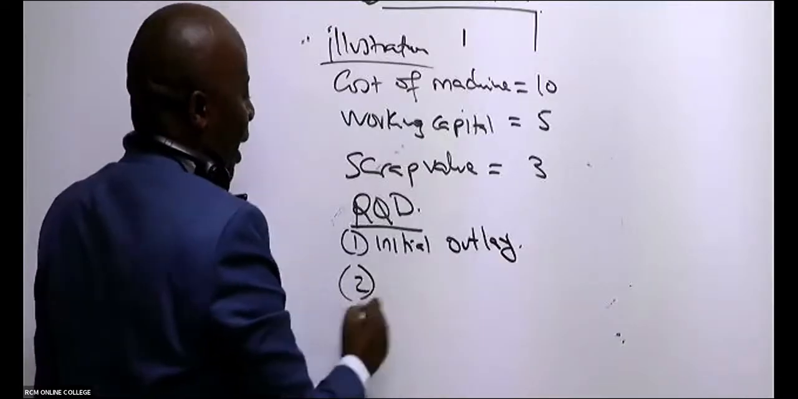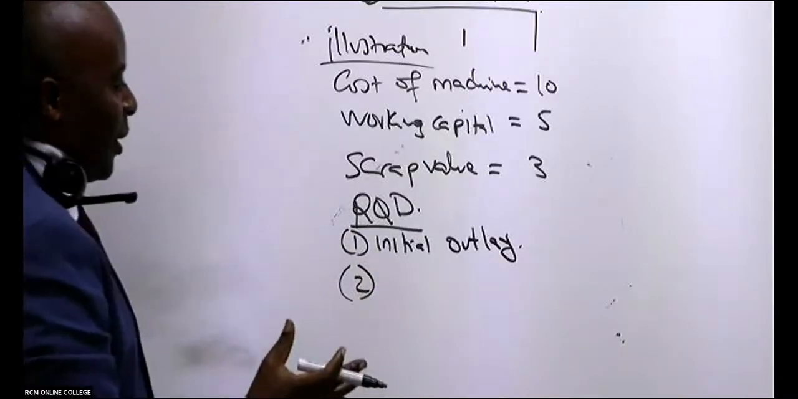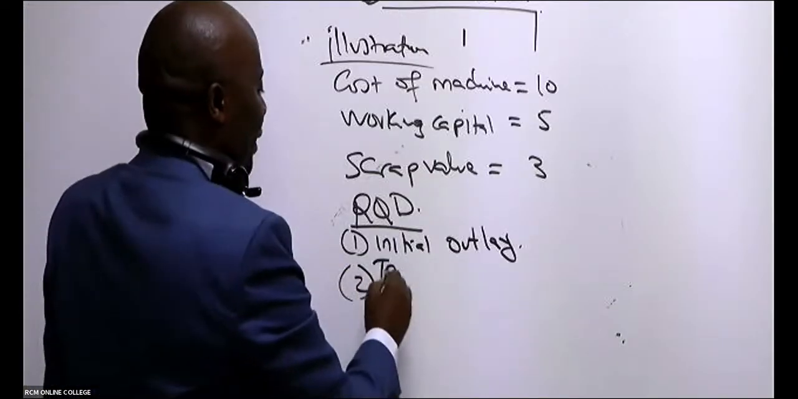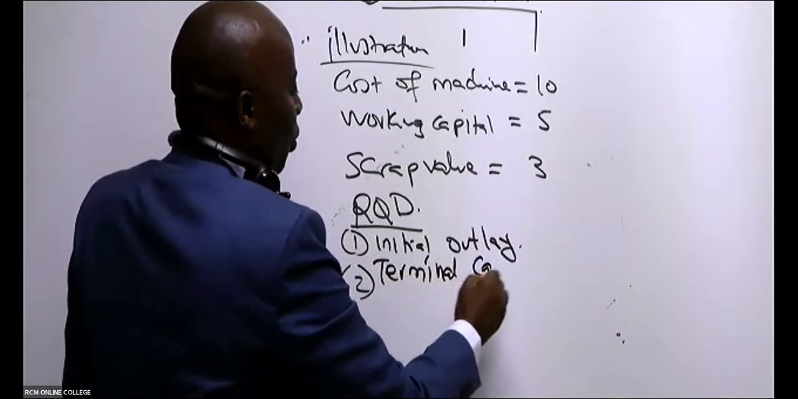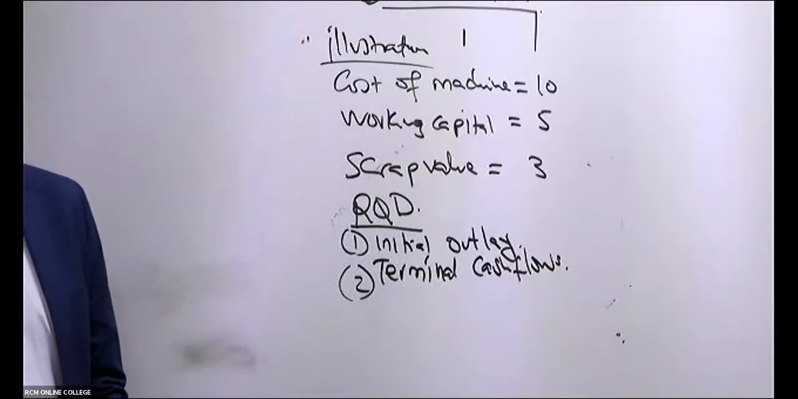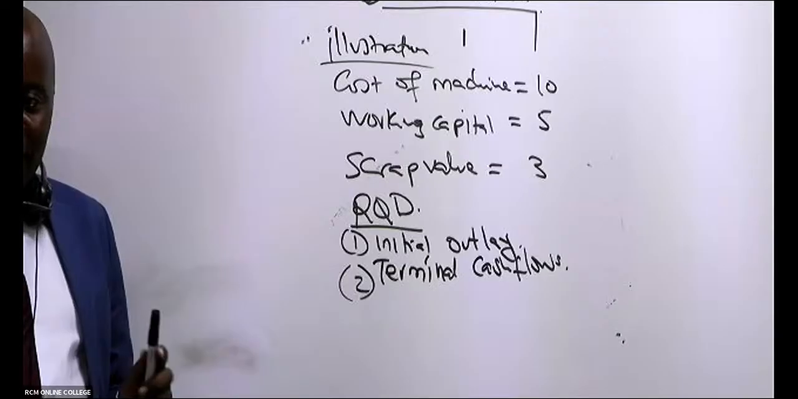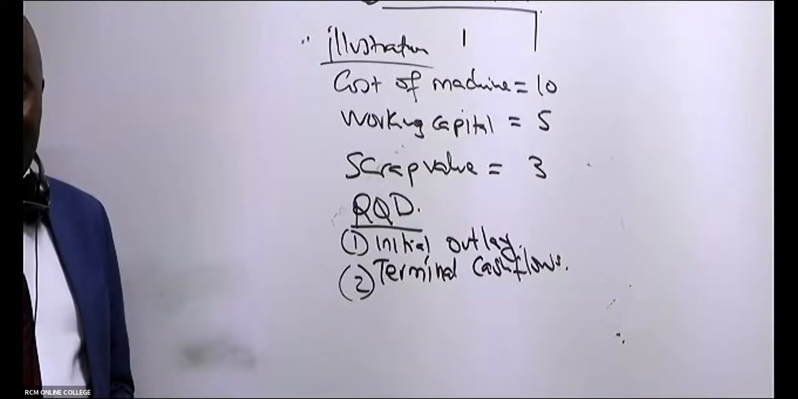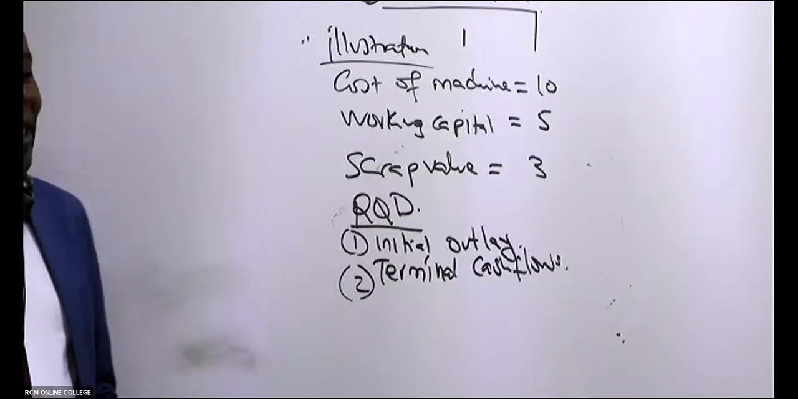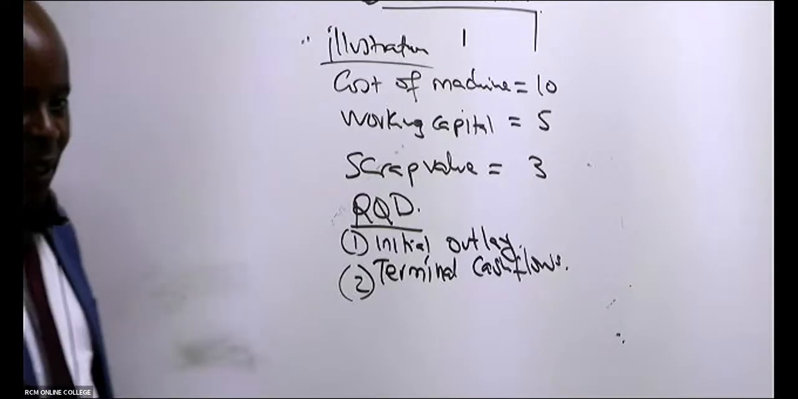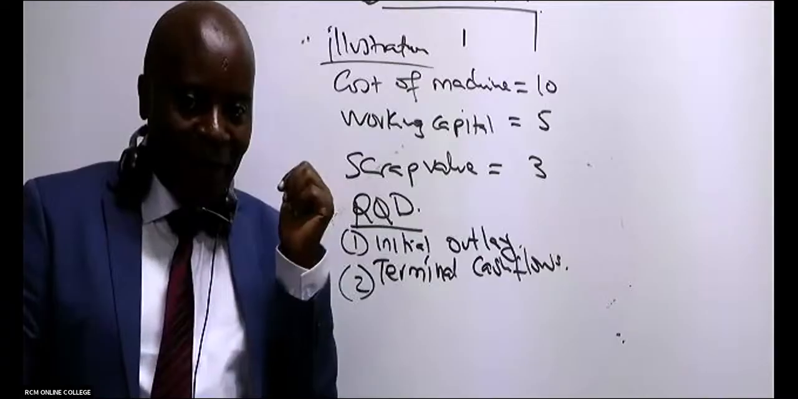And then number 2, these are the small things that this examiner will always hit you with. So they want you to get the initial outlay, and then number 2, you give us the terminal cash flows. So the cost of the machine that you're buying today is how much? 10. Then there is a working capital of 5. Scrap value has been given as 3. Required, they want you to give us the initial outlay, and then the terminal cash flows.